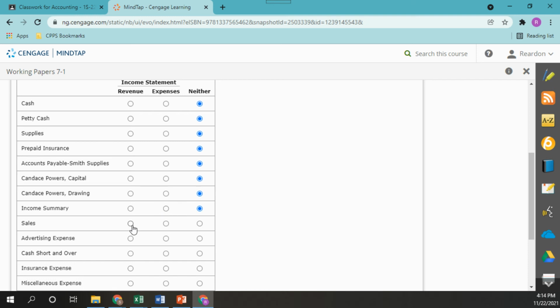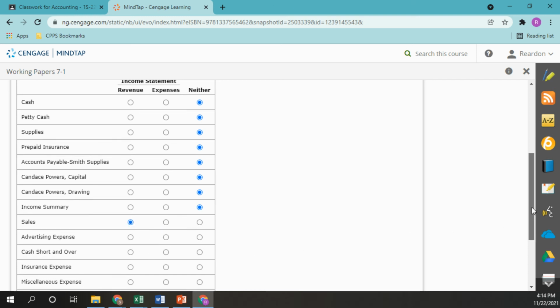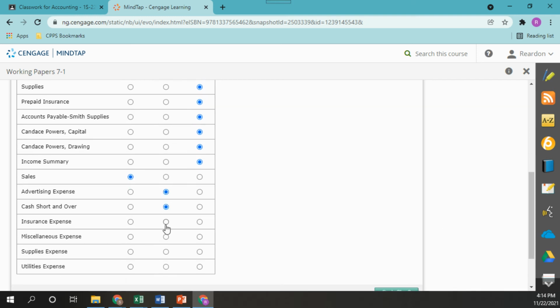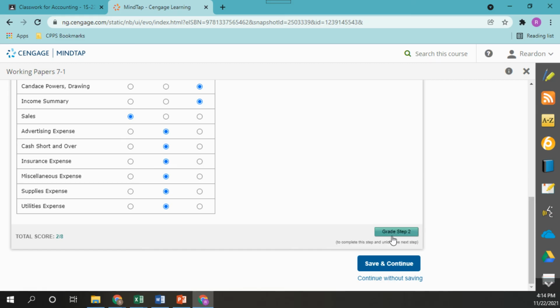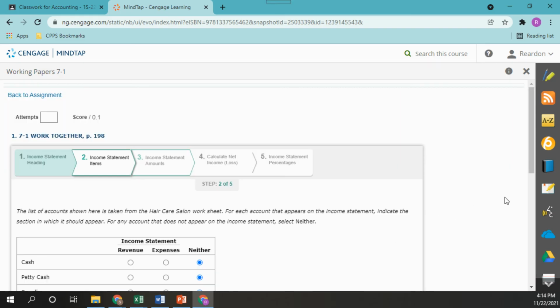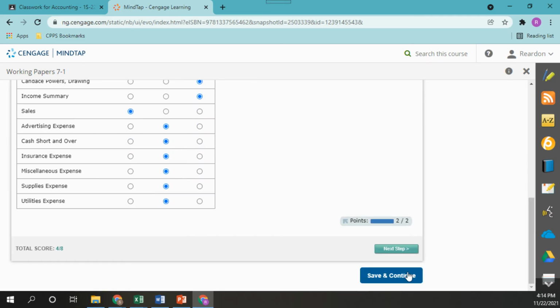Sales obviously is revenue, and everything else is obviously expenses on our income statement. How'd we do? That was pretty easy, wasn't it? Grade step 2. All right, next step.